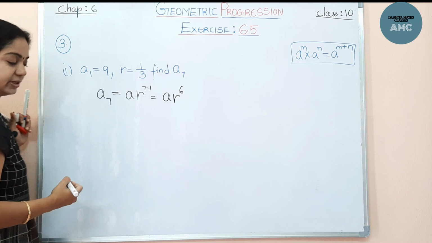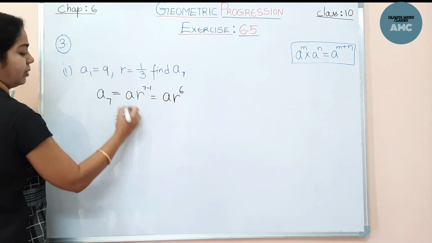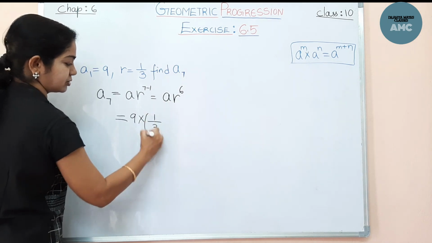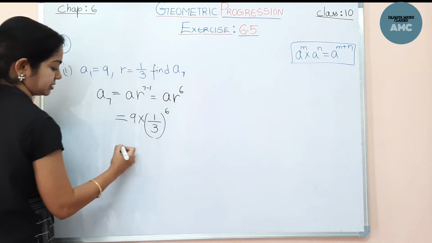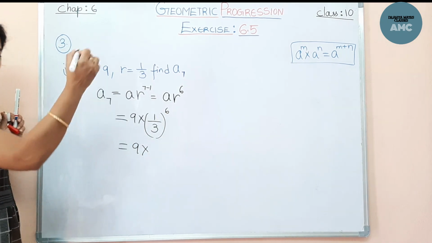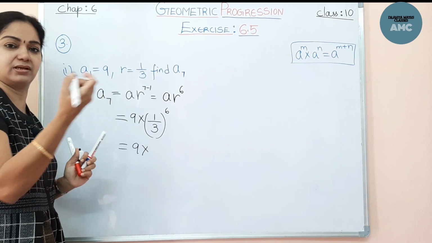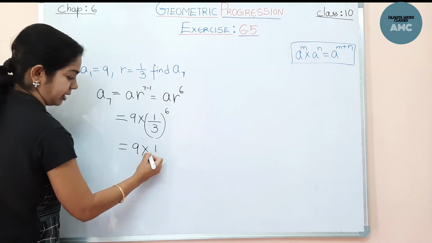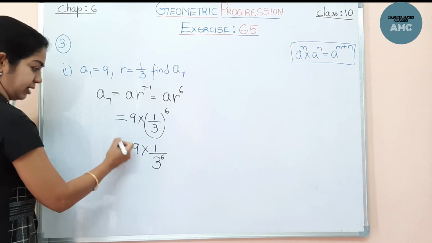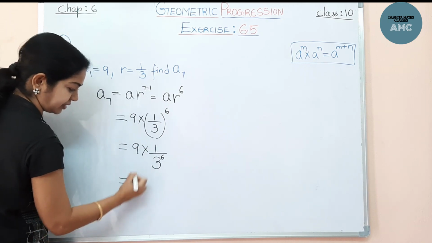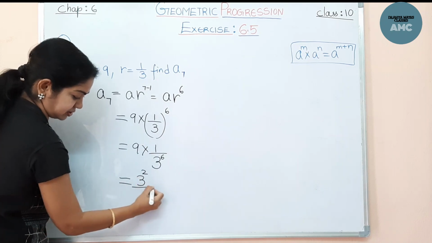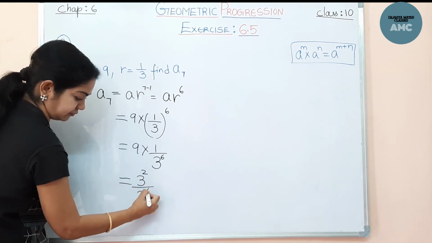So, the A value is 9 into the R value 1 by 3, raised to the power of 6. Now here, 9 into 1 to the power of 6. 1 multiplied 6 times comes to 1 only, by 3 to the power of 6. Now we will simplify further. 9 is 3 square, into 1 by 3 to the power of 6.